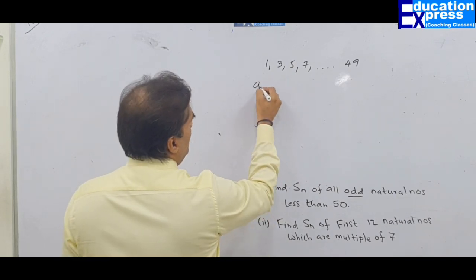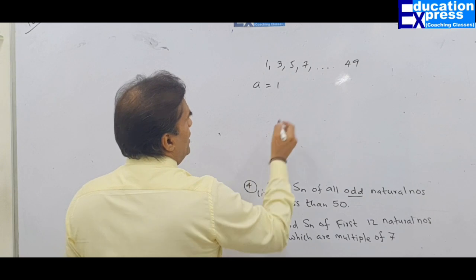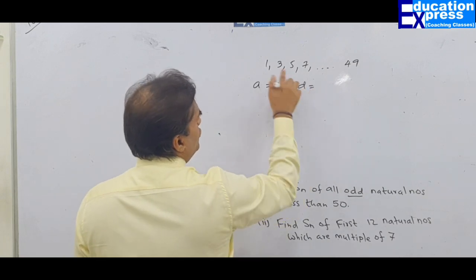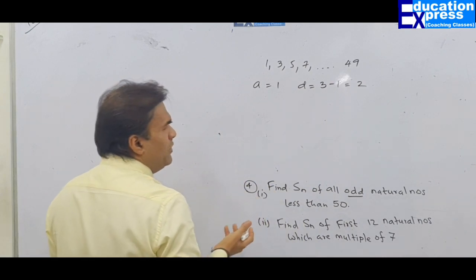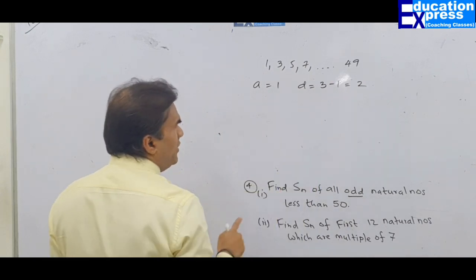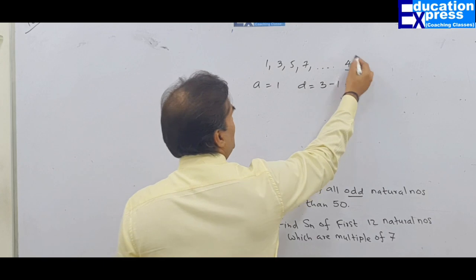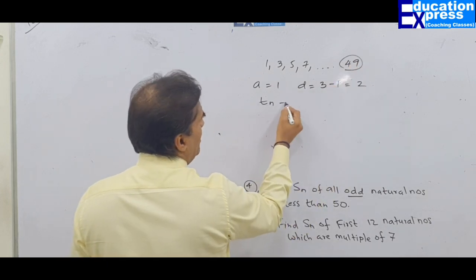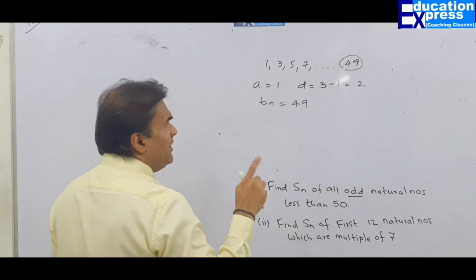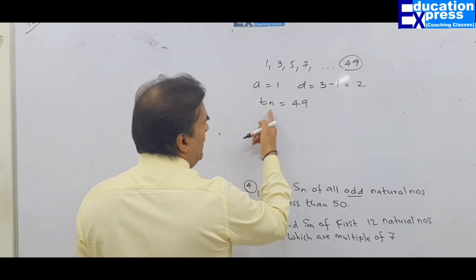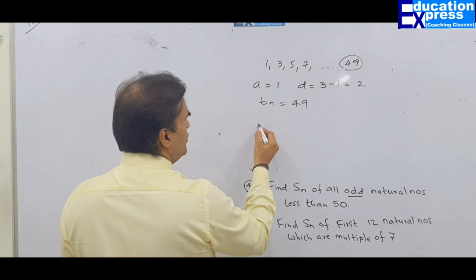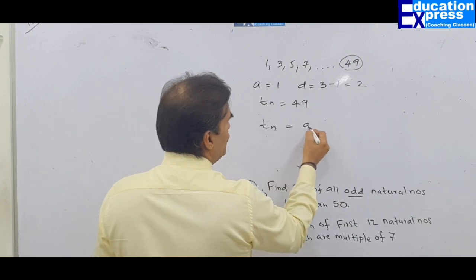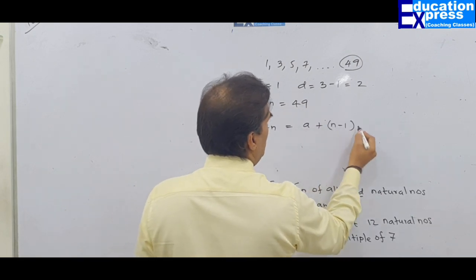We know that A equals 1. We even know that D equals second term minus first term, that is 2. Then we don't have n. There is no n over here. Since the last term is available, Tn equals 49. We have done this in the previous exercise also. With the help of this, we can get the value of n. How so? Tn equals A plus n minus 1 into D.